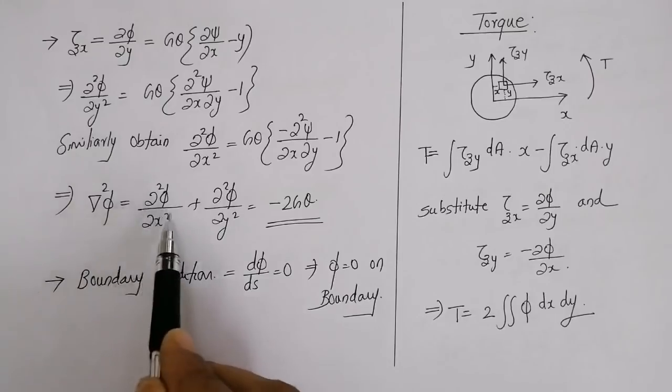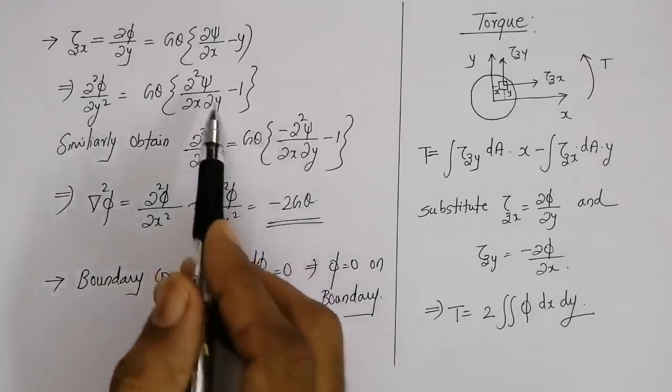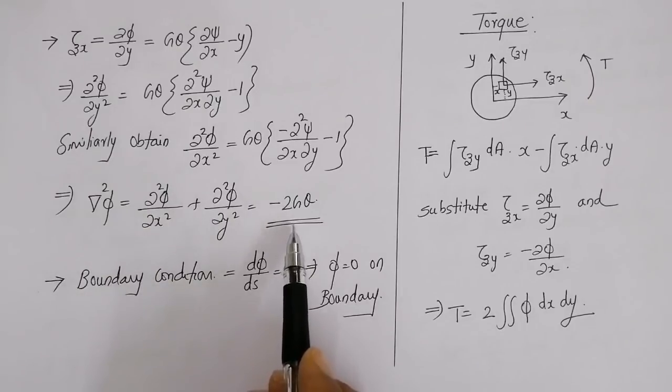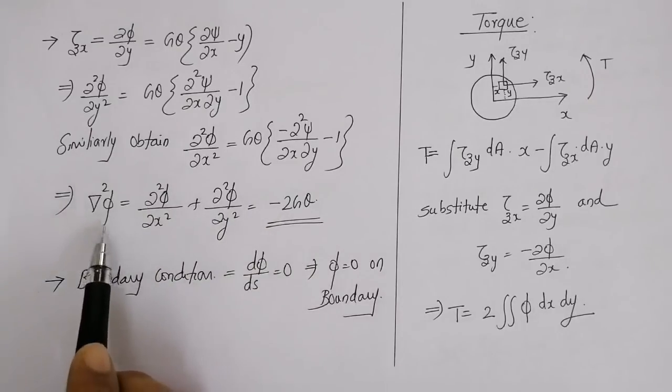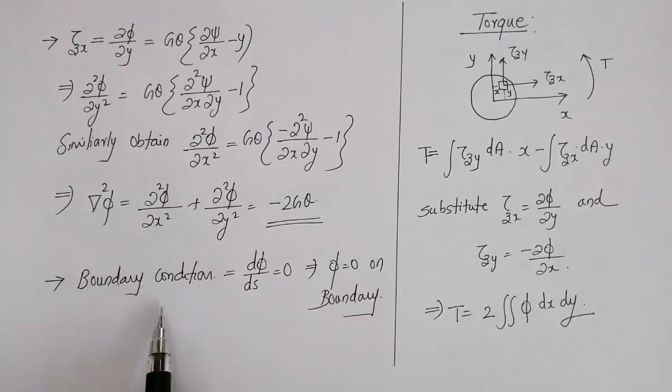Del square phi equal to dou square phi by dou x square plus dou square phi by dou y square, and if we add these two quantities we will get minus 2g theta. So del square phi equal to minus 2g theta is the governing equation of the Prandtl's method. Now the boundary condition, you have to just learn d phi by ds equal to 0, which means phi equal to 0 on the boundary.